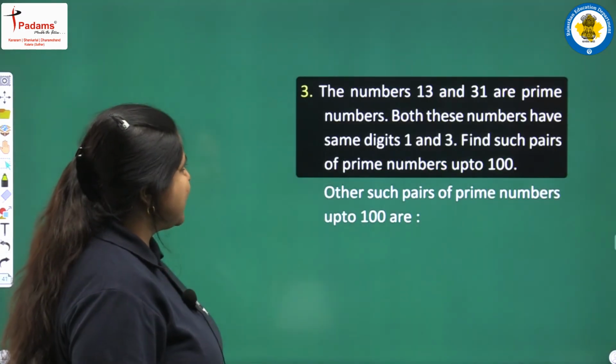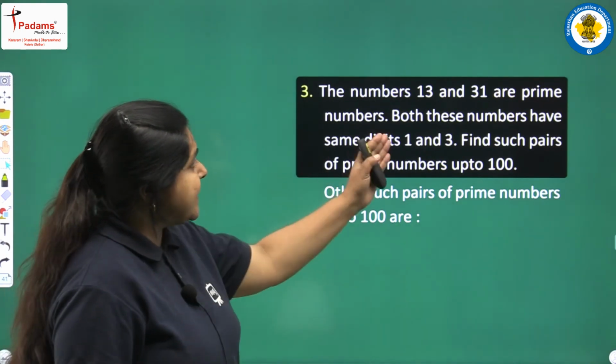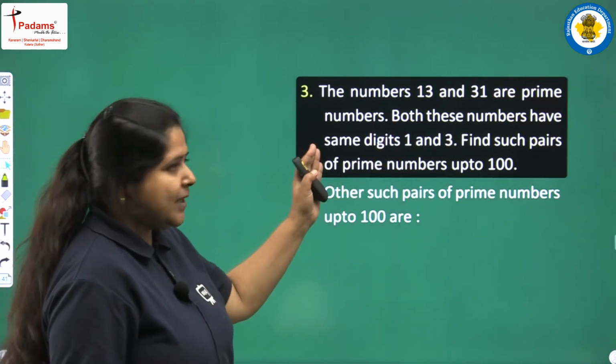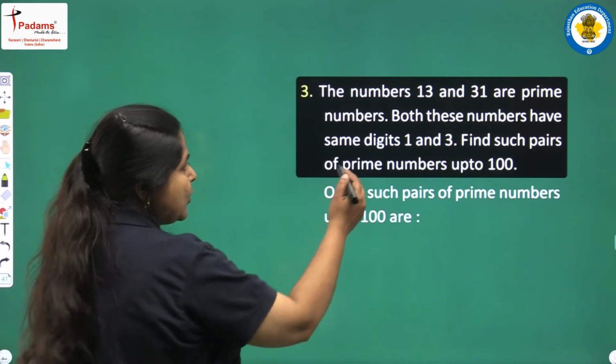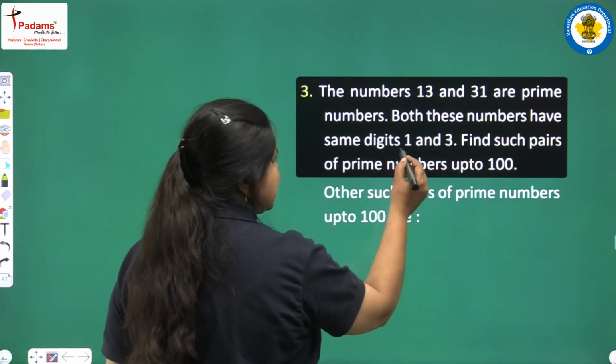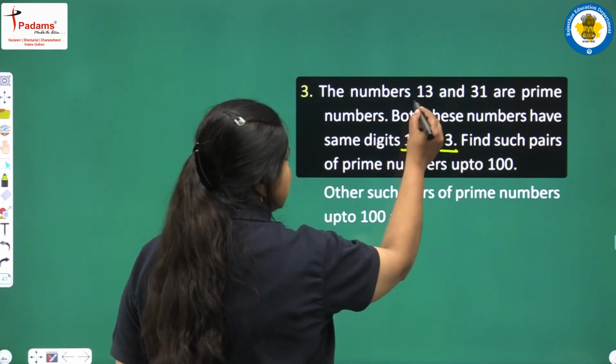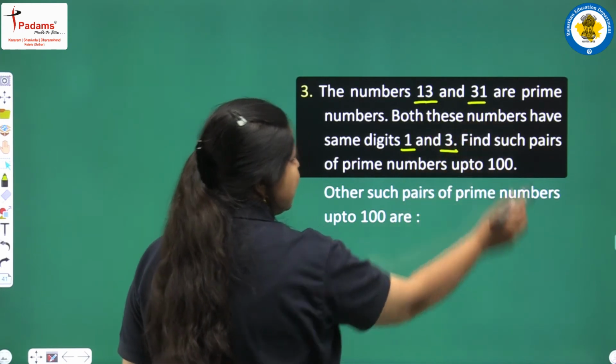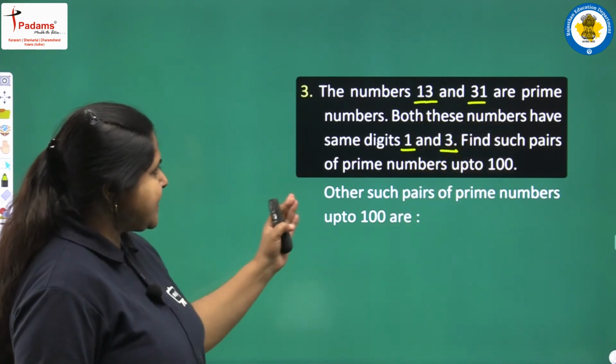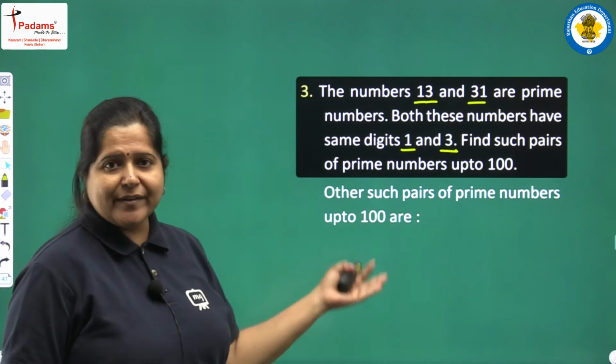Then we have this question. The numbers 13 and 31 are prime numbers. You can see both these numbers have the same digits 1 and 3. Yes, here also we have 1 and 3. Here also we have 1 and 3. Find such pairs of prime numbers up to 100.